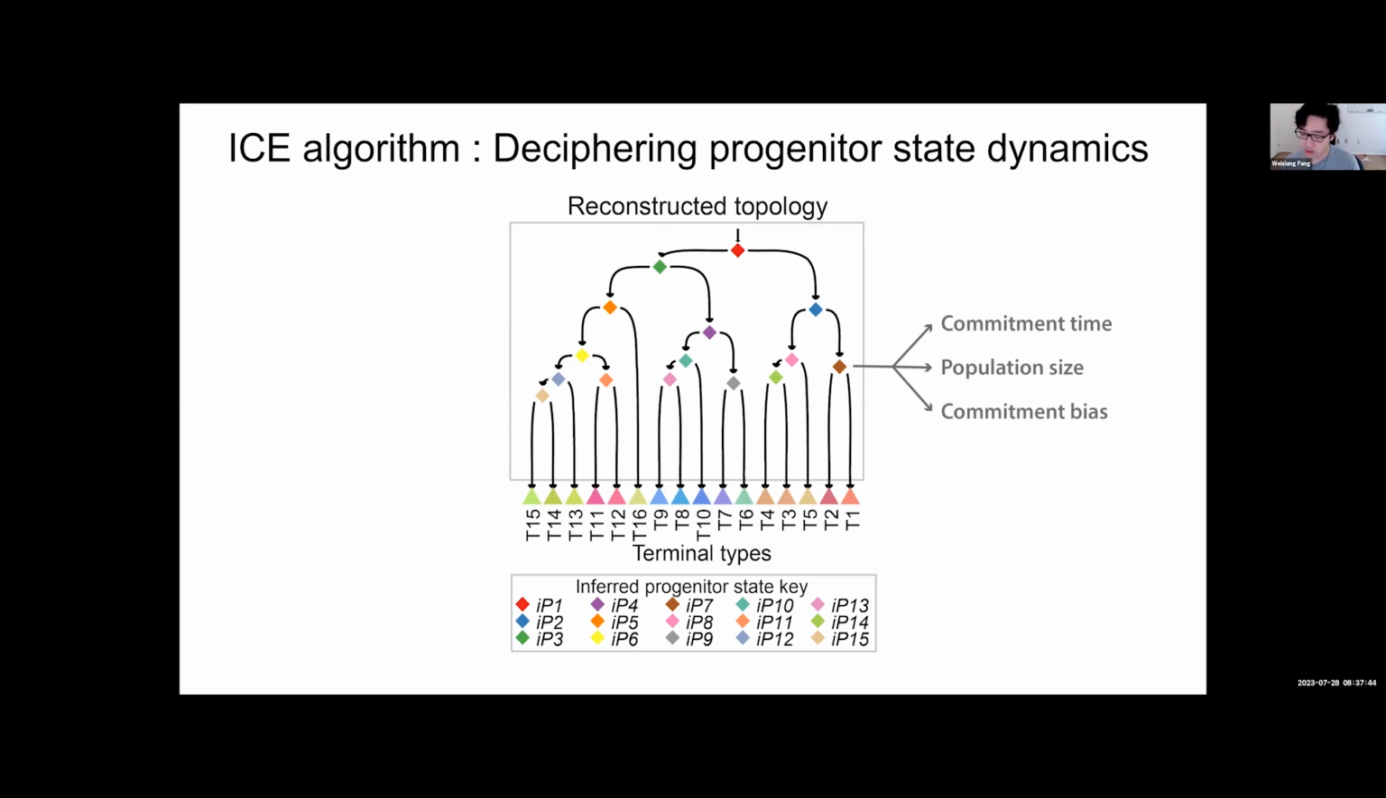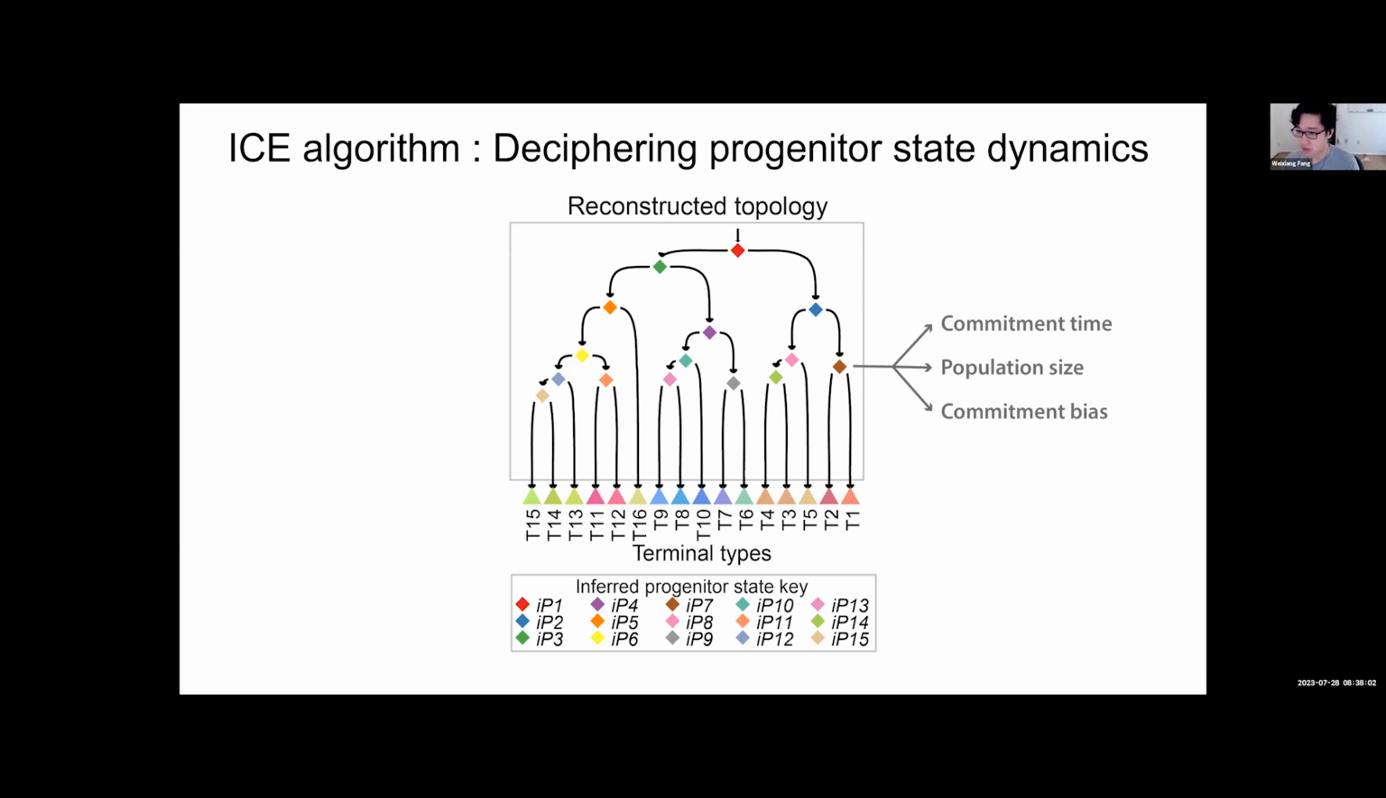along the tree, where at each bifurcation, the progenitor cell differentiates and loses certain potencies. Within this topology, we call each of these bifurcations an inferred progenitor state, which is defined by its potency, that is, the terminal cell types it can produce.